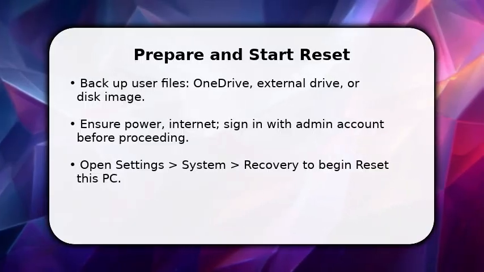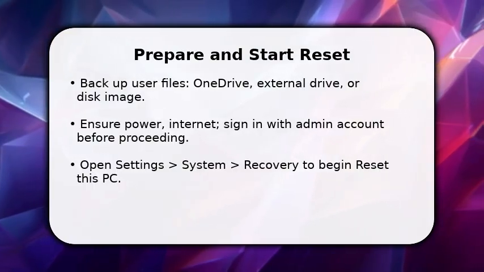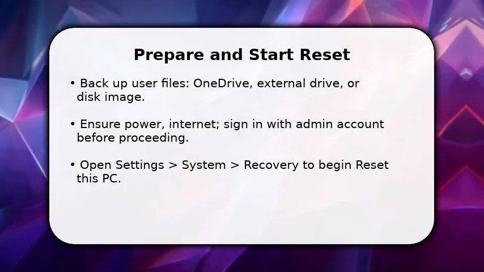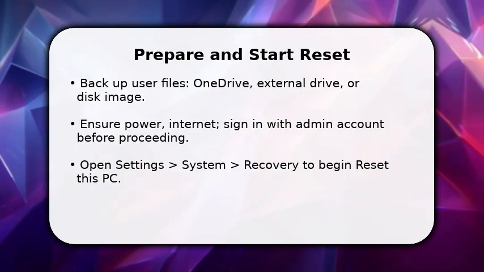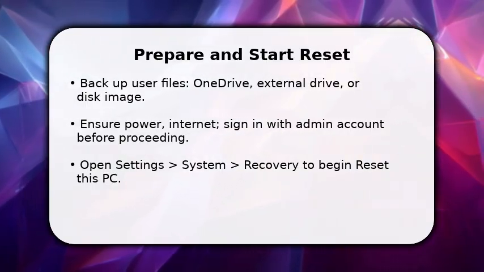You begin by securing any data you need because the reset removes personalized settings. Once backed up, make sure your PC is plugged in and connected to the internet so reinstallation can download files. Next, sign in as an administrator and open Settings, then System, then Recovery.